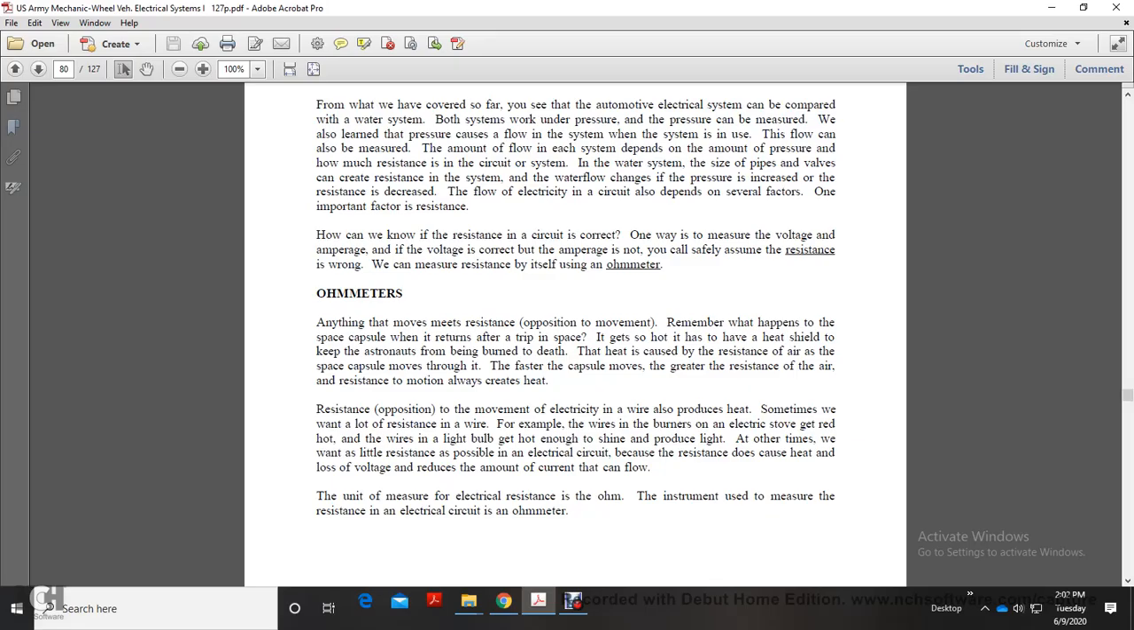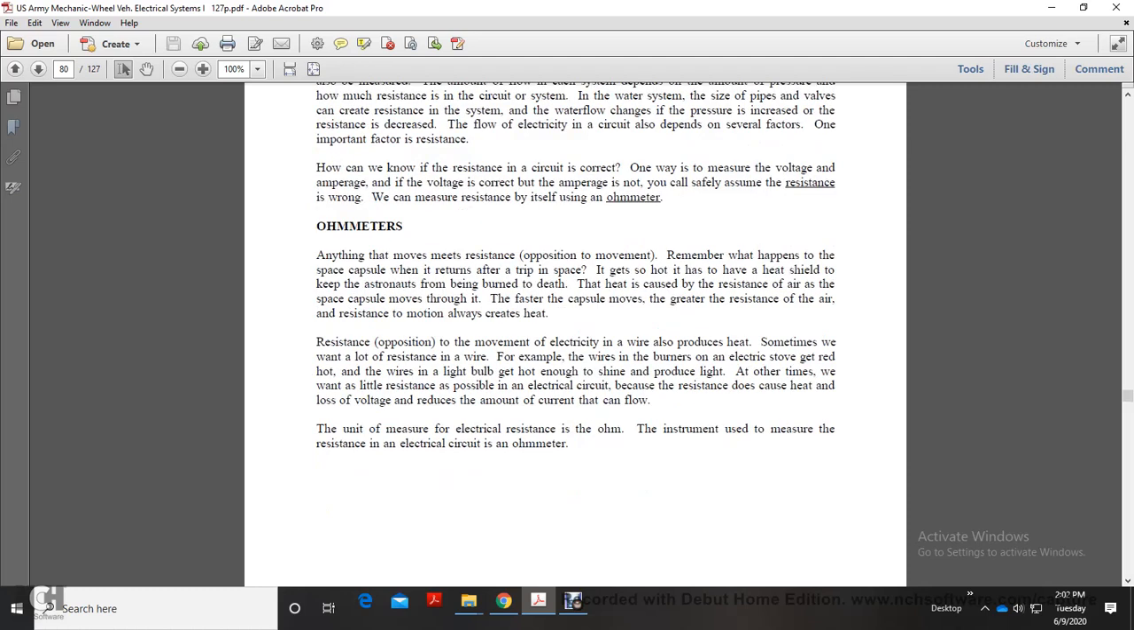Anything that moves meets resistance, the opposition to the movement. Remember what happens with the space capsule when it returns from a trip in space. It gets hot and has to have a heat shield to keep the astronaut from being burned to death. The heat is caused by the resistance of the air as the space capsule moves through it, and the faster the capsule moves, the greater the resistance of the air, and resistance to motion always creates heat.